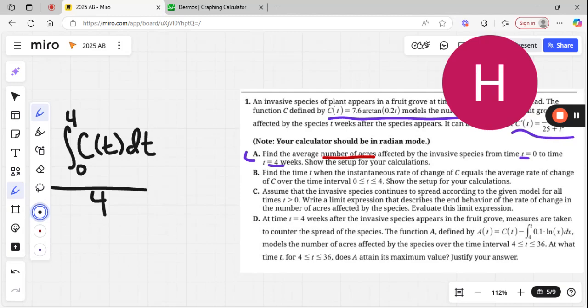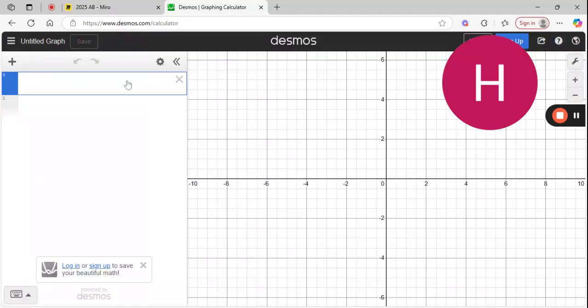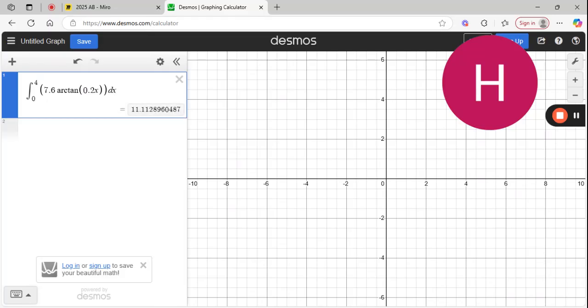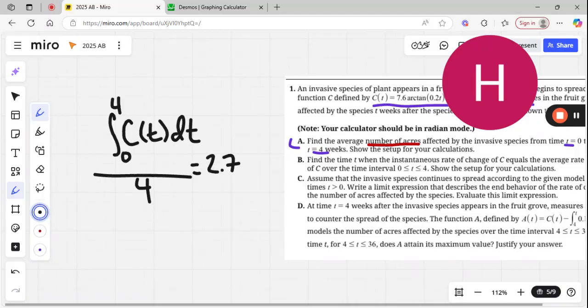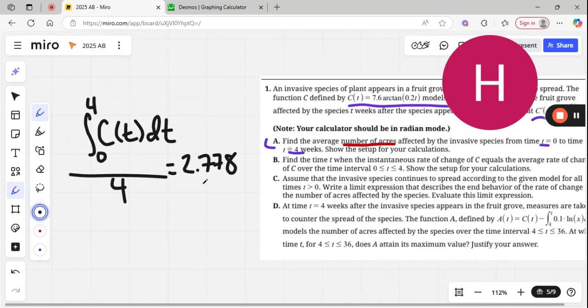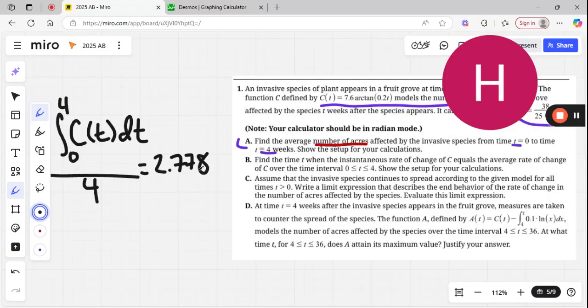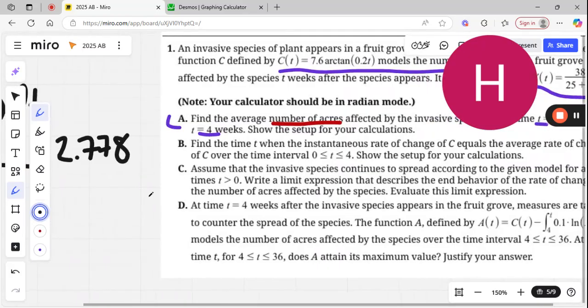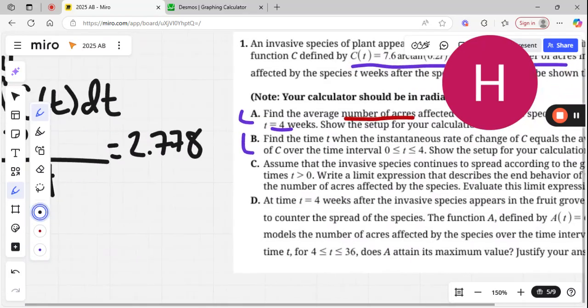So we can just easily do that with Desmos. We'll put it in terms of x. We're going to take the integral from 0 to 4 of 7.6 arctan of 0.2x, and that's dx. Don't forget to divide all of this by 4. Okay, there we have it. So we have about 2.778. So on any given week, there are approximately 2.778 acres that are affected, between the first 4 weeks, that is. Okay, and I guess I'll write acres.